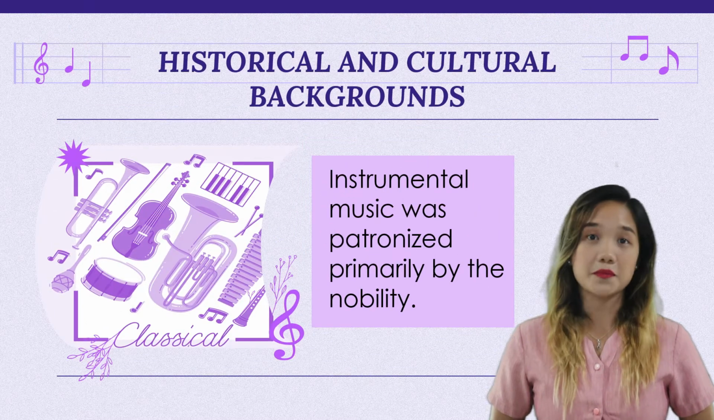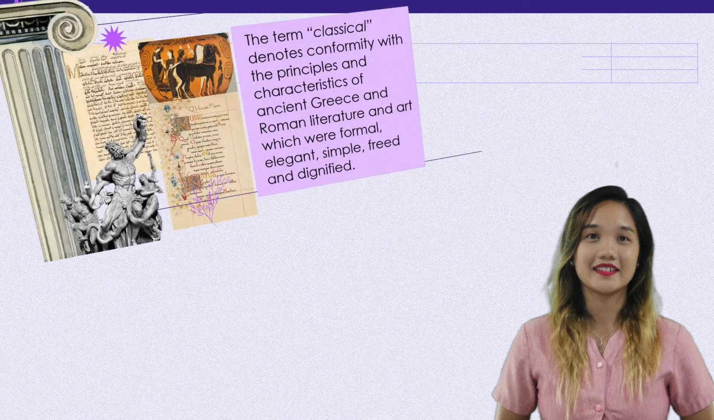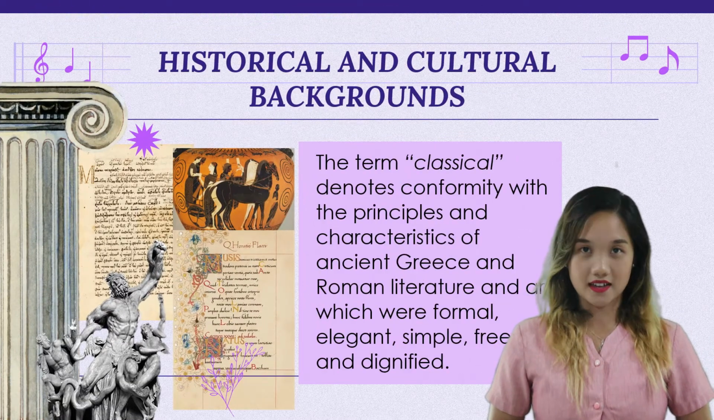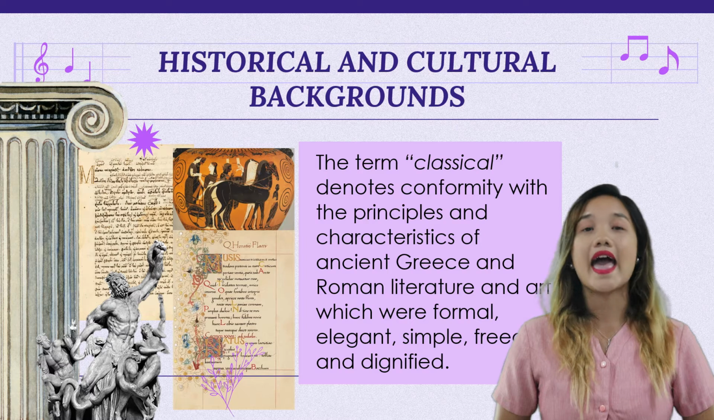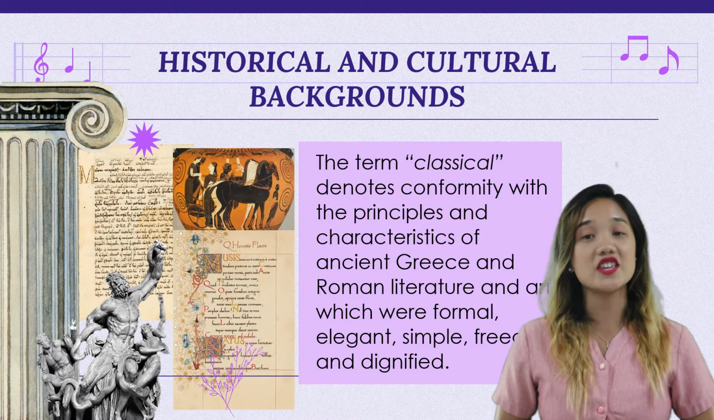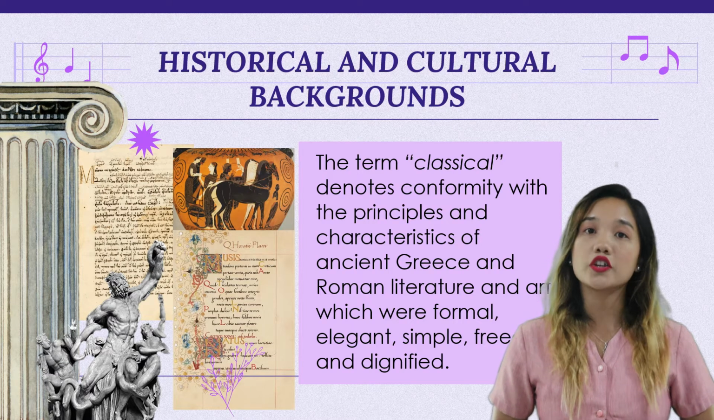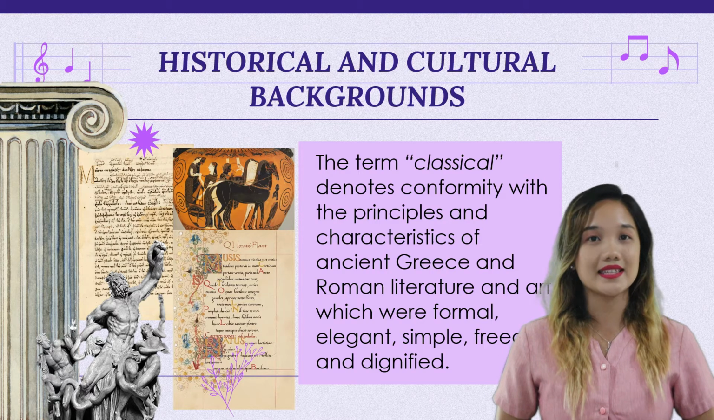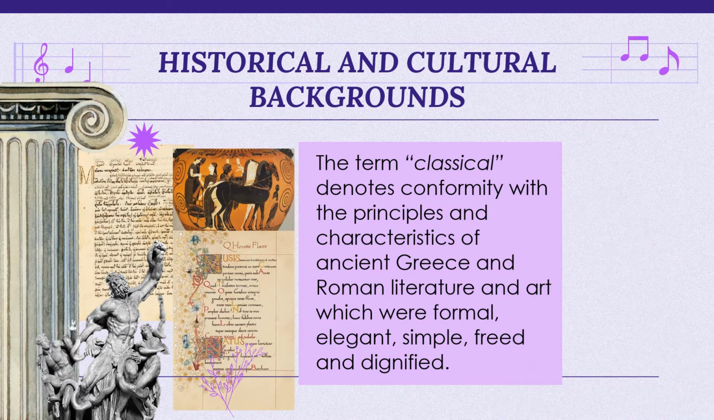Instrumental music was patronized primarily by the nobility. The term classical denotes conformity with the principles and characteristics of ancient Greek and Roman literature and art, which were formal elegance, simple, refined, and dignified.